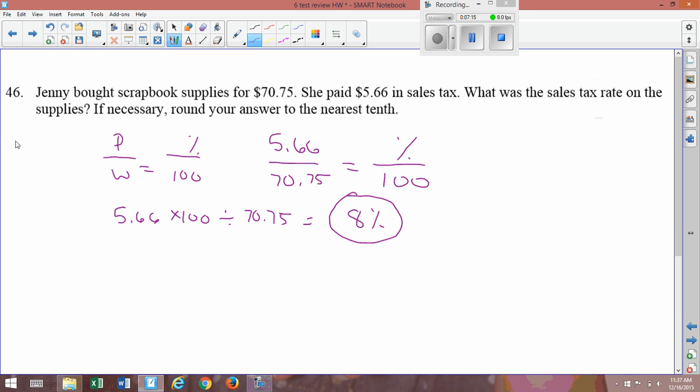Jenny bought scrapbook supplies for $70.75. She paid $5.66 in sales tax. What was the sales tax rate on the supplies? Again, $5.66 over 70 and 75/100ths equals percent over 100. Crisscross divide, you end up with an 8% sales tax.